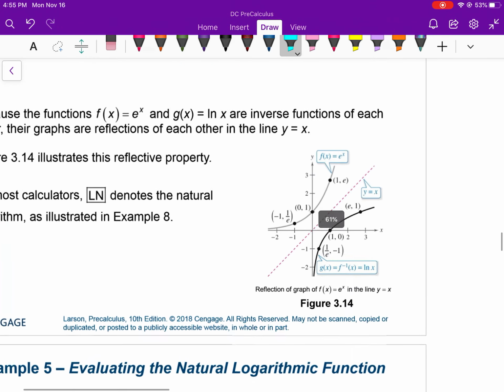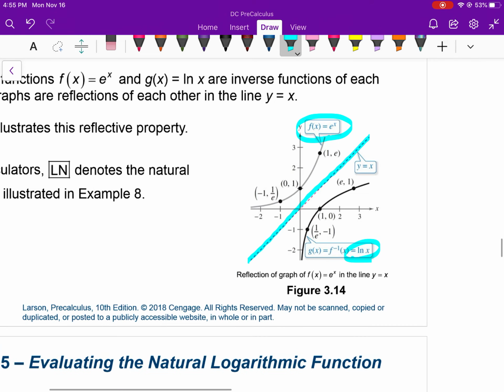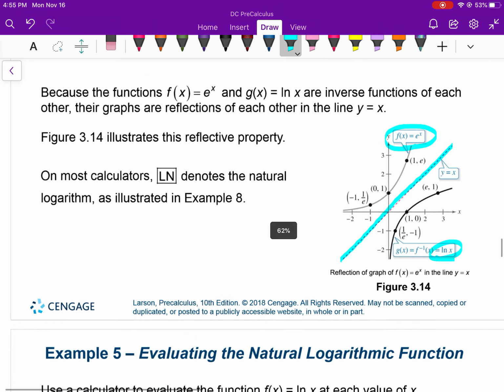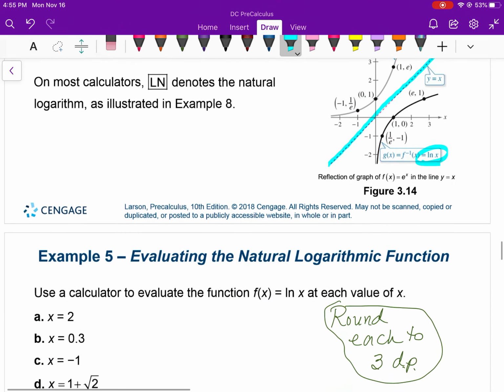This is the graph of e to the x and the inverse, so you can see that they're both symmetric again about the line y equals x. I just had the kids look at this in their notes. They didn't necessarily have to have it in their notebook.